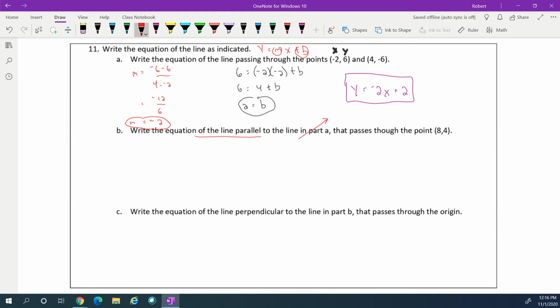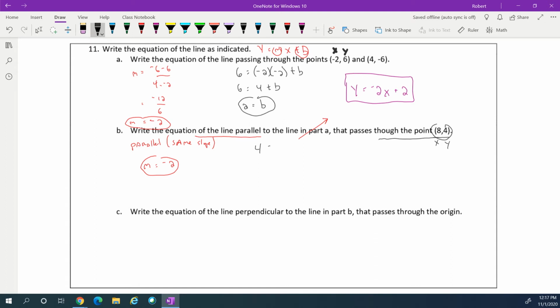Well, the slope in part A was -2. We want parallel, which really means same slope. So we're going to use a slope of -2. So we've already got our slope. From there, we're going to do the same things. It passes through the point (8, 4). So we're going to plug that in. There's our x and our y.